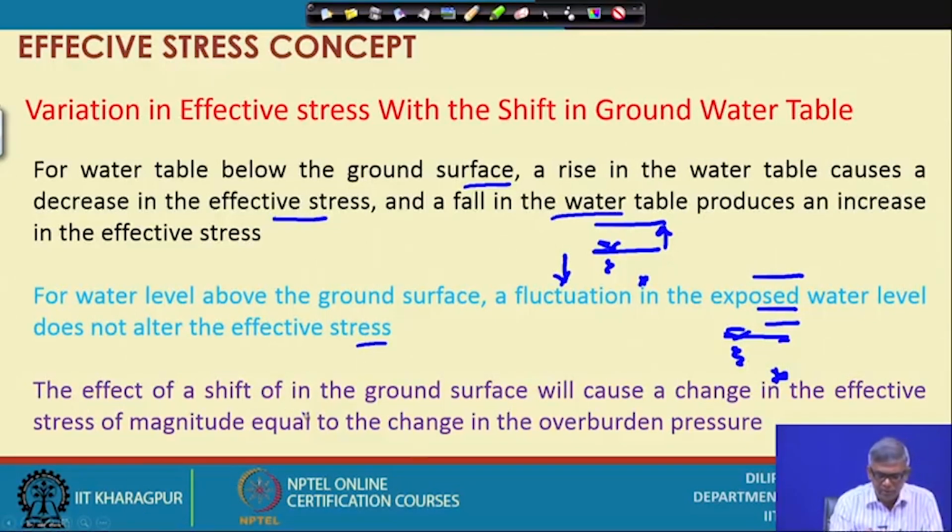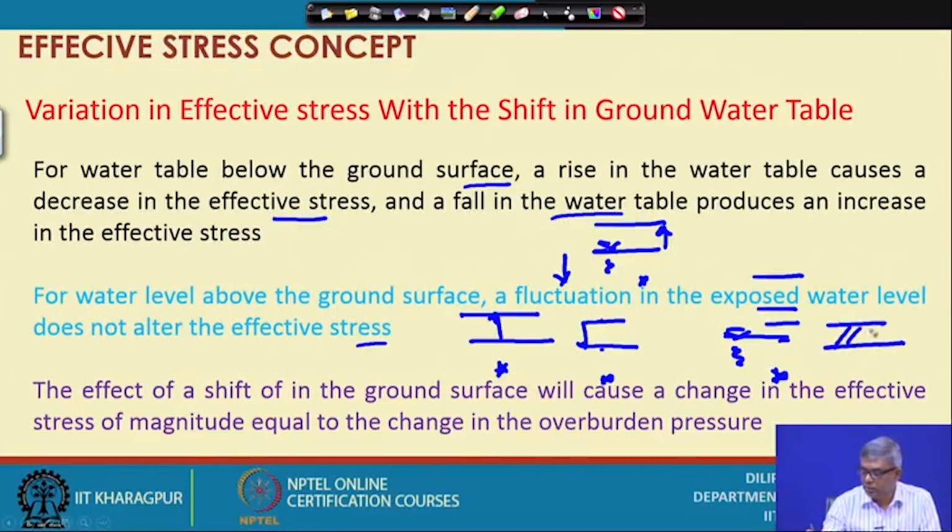And a shift in the ground surface will cause a change in effective stress. Suppose the ground was here and, because of deposition, the ground level is now here. At this point the effective stress will definitely increase. And if the ground was here and, because of erosion, it came down, then at the same point the effective stress will decrease. A change in the ground surface will cause a change in effective stress equal to the change in the overburden pressure. If this is the layer, you calculate the overburden pressure, and that much will change. That is the thing you have to remember.